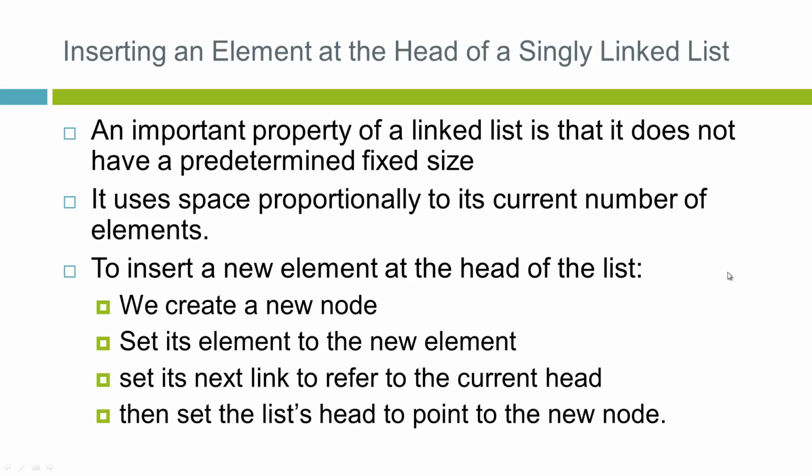Now let's talk about inserting an element at the head of a singly linked list. How would we actually go about doing that? An important property of a linked list is that it does not have a predetermined fixed size. It uses space proportionally to its current number of elements. That means to insert a new element at the head of the list, we have to do four things. We create a new node, set its element to the new element, set its next link to refer to the current head, then set the list's head to point to the new node. Let's draw this out in a diagram.